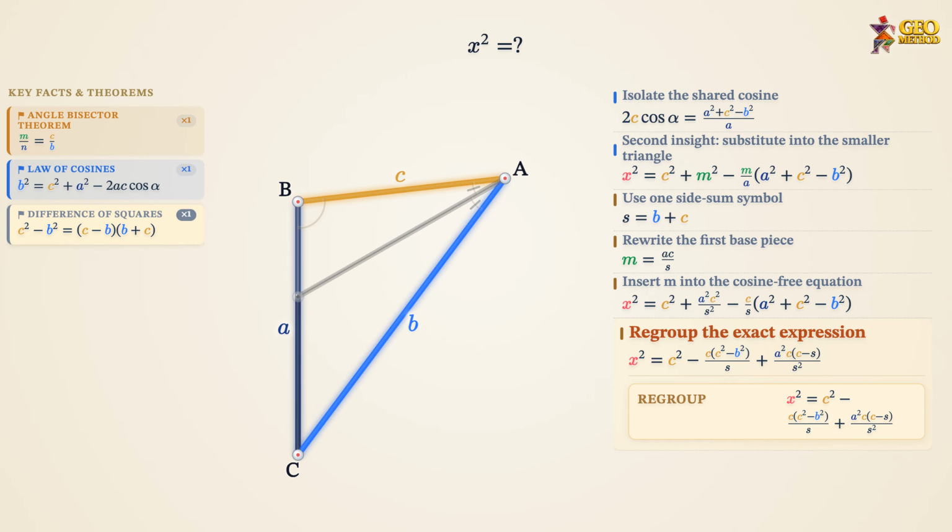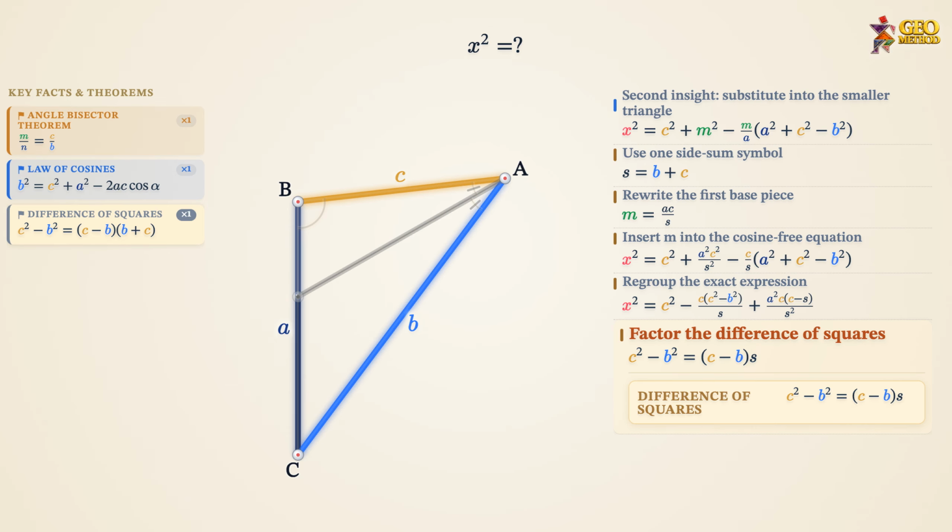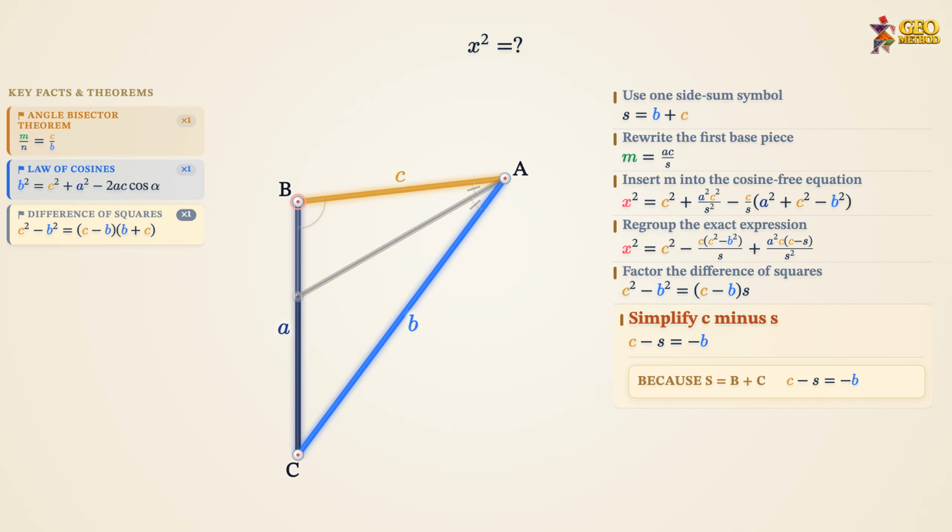Regroup the expression into two visible cancellations. We obtain x squared equals c squared minus c times the quantity c squared minus b squared over s, plus a squared times c minus s over s squared. For the first cancellation, use s equals b plus c. The difference c squared minus b squared is c minus b times s. For the second cancellation, since s equals b plus c, c minus s equals c minus the quantity b plus c, which is negative b.